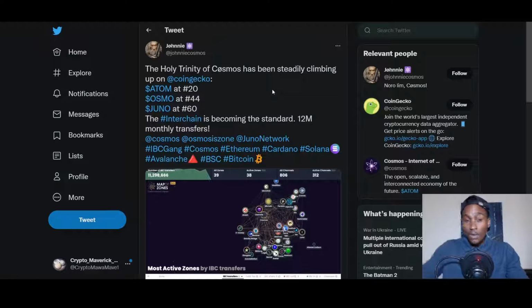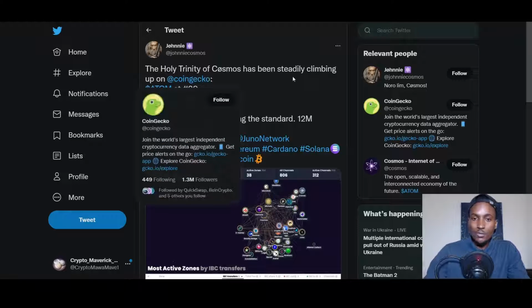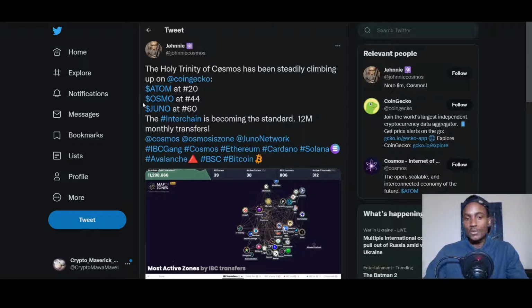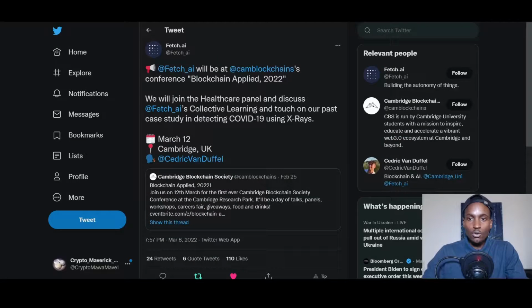Now, those that know about the Cosmos ecosystem, there was someone that tweeted here that the holy trinity of Cosmos has been steadily climbing: Atom, Osmo, and Juno. And those that are in the Cosmos ecosystem know that these tokens have gotten a very high price, and they're some of the most popular tokens in the Cosmos ecosystem. But I just wanted to say, they failed to mention some of the tokens such as Fetch.AI, but it's amazing. The Cosmos ecosystem is amazing.